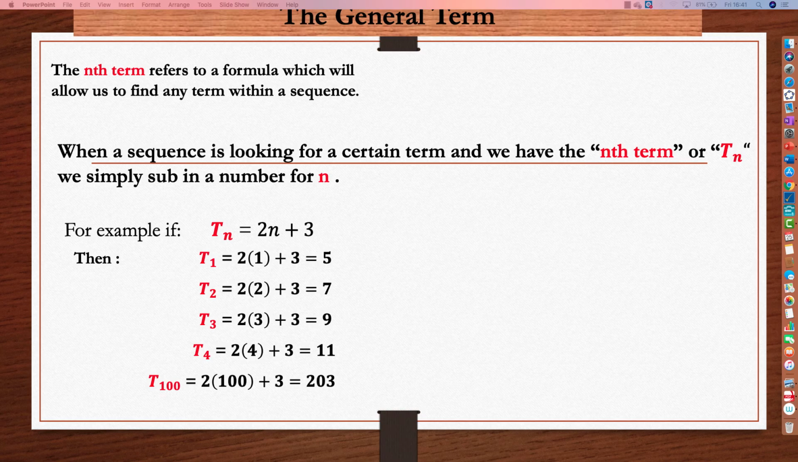So, how am I going to find the 205th number in this sequence using the rule? 2 times 205, use your calculator. 413. 413, exactly. So that's what it allows us to do. It allows us to find any term in the sequence. Is that alright? So what I'm going to get you to do now is 2 questions based on that.